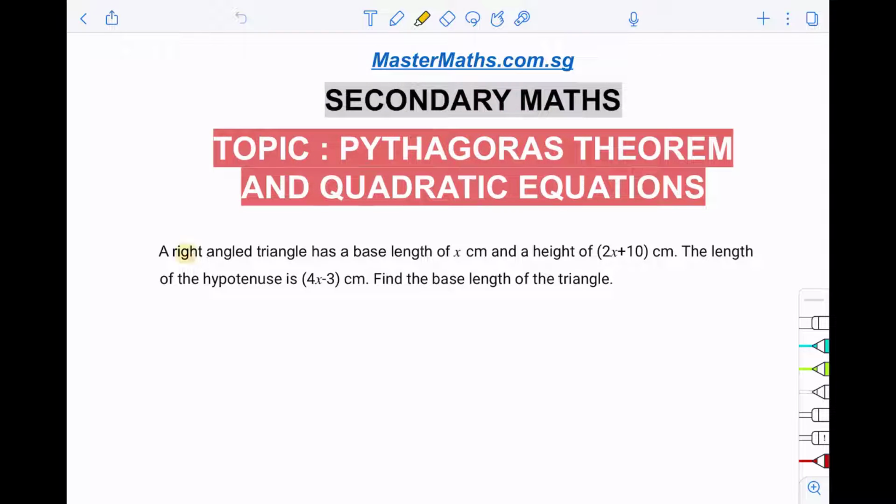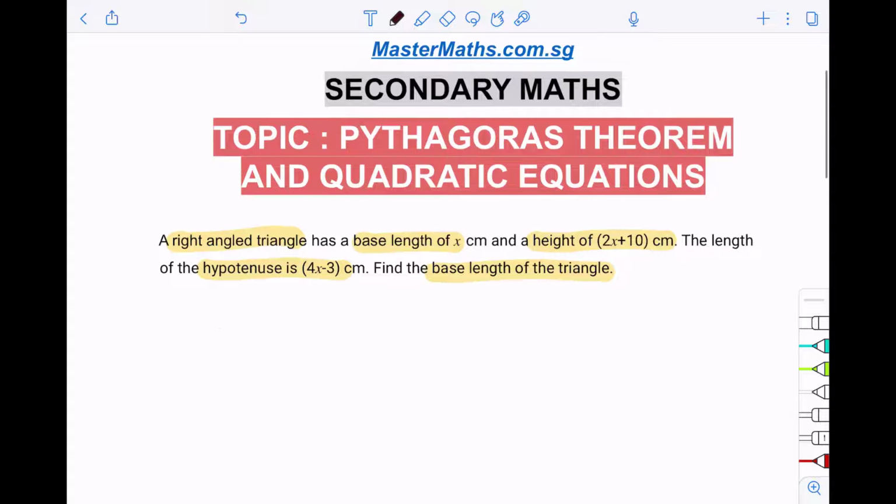A right-angled triangle has a base length of x and a height of 2x plus 10 centimeters. The length of the hypotenuse is 4x minus 3. Find the base length of this triangle. Now to do this, it's best to draw things out.